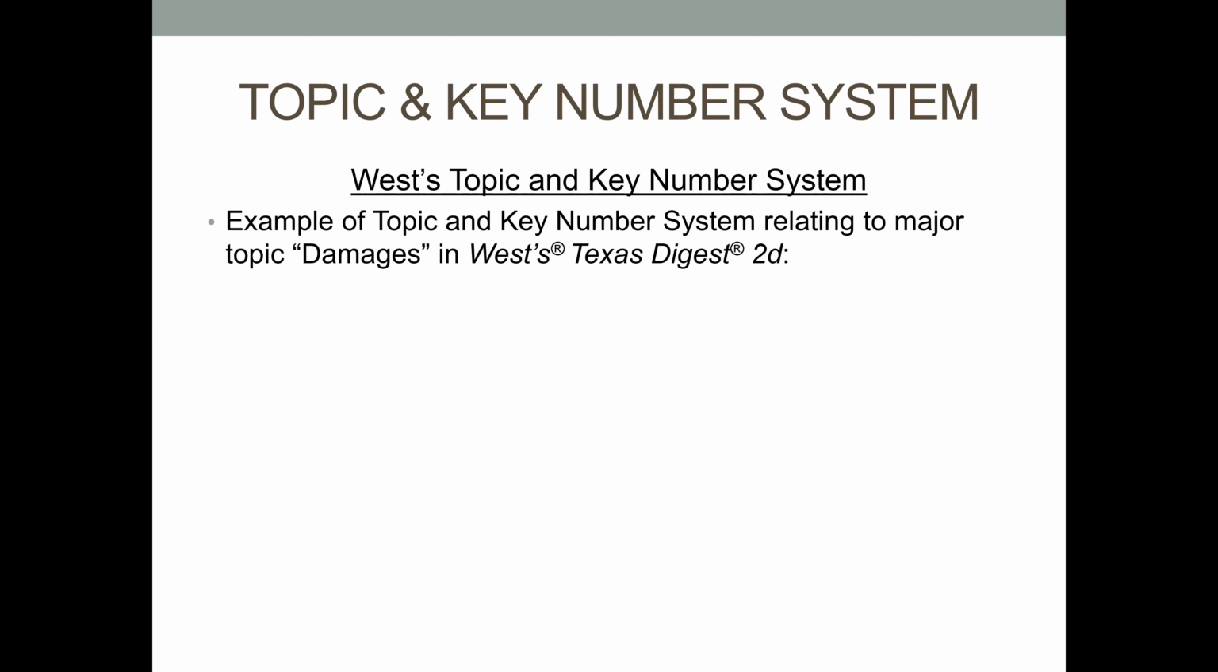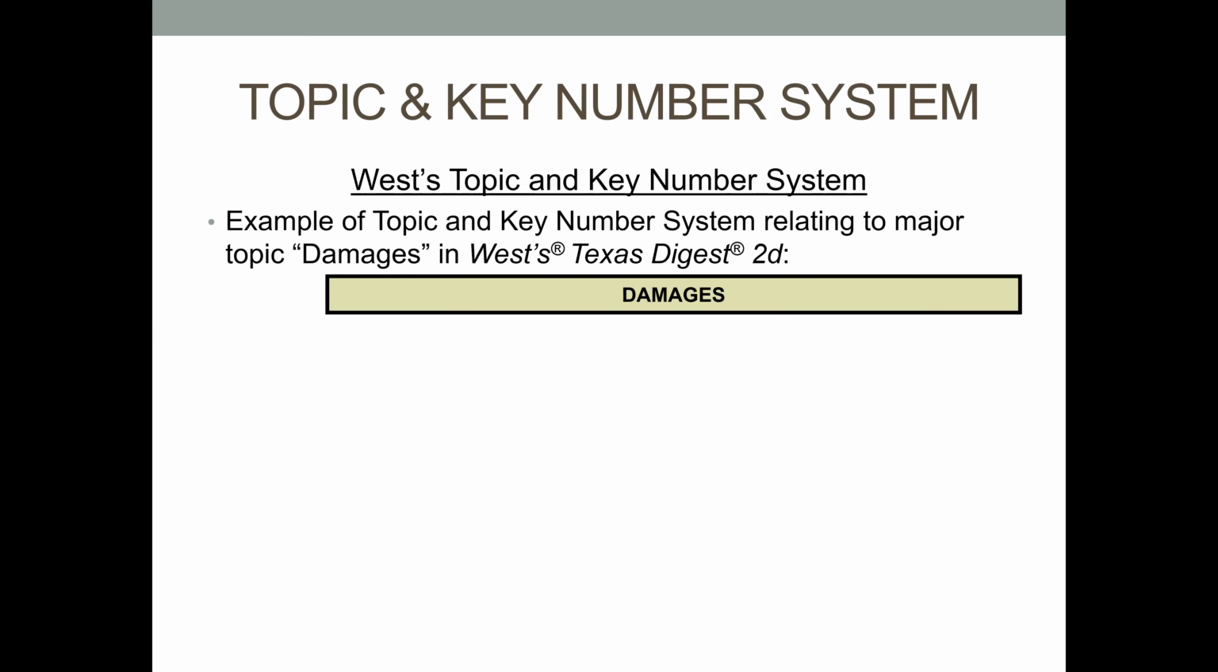Now, here is an example of a major topic in West's topic and key number system and how it is subdivided all the way down to subtopics. So here is the major topic, one of the 400 plus major topics: damages, a hugely broad topic in law. But that's the major topic. That's one of them in West's system.